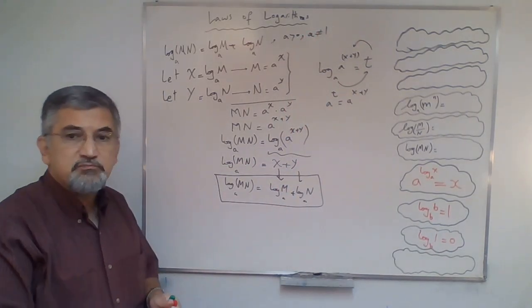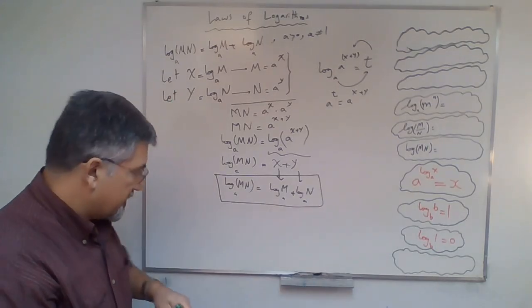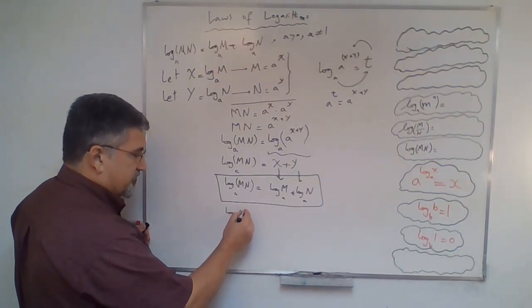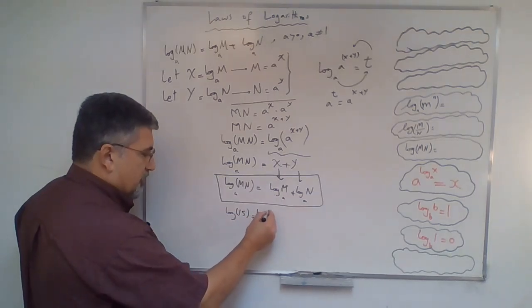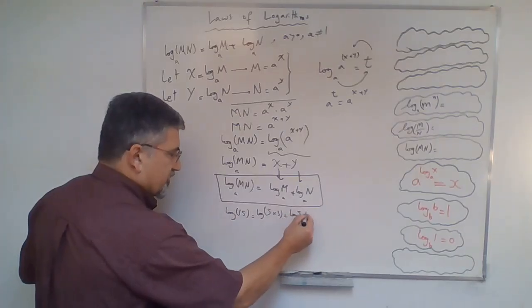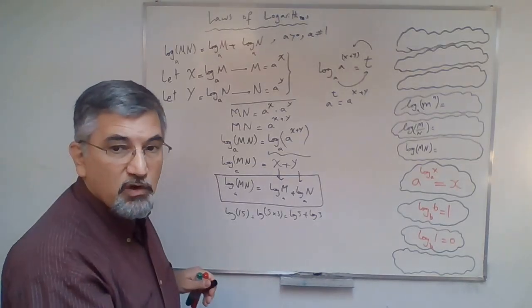So this is the proof of the product law of logarithm, and let me give you an example. I can say log of 15, which is log of 5 times 3, equals log of 5 plus log of 3. Any base, arbitrary base you want, you can select.